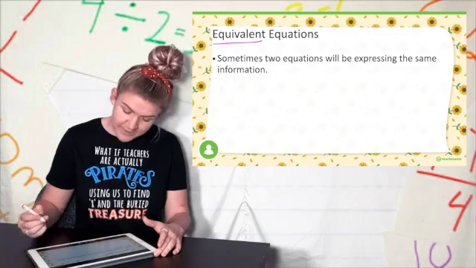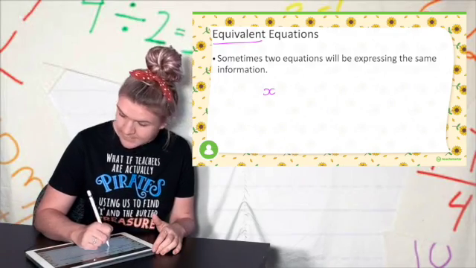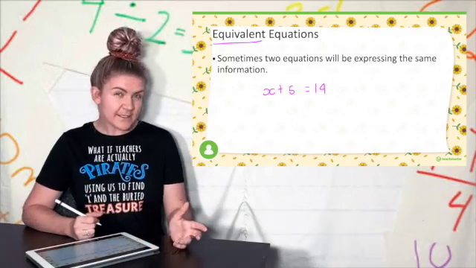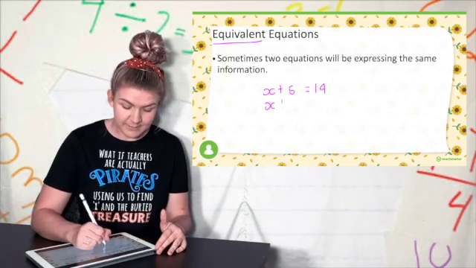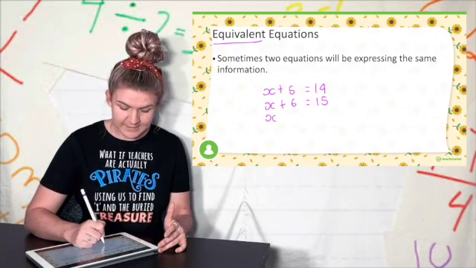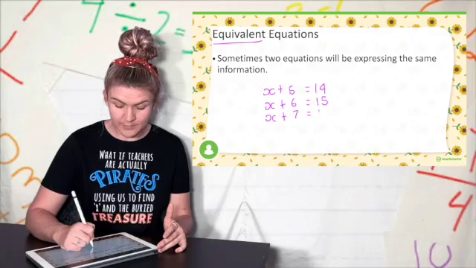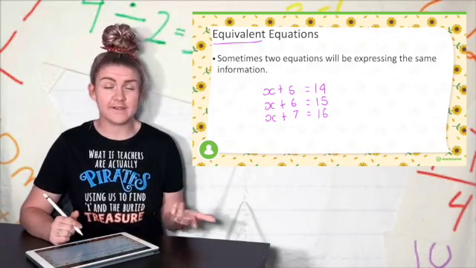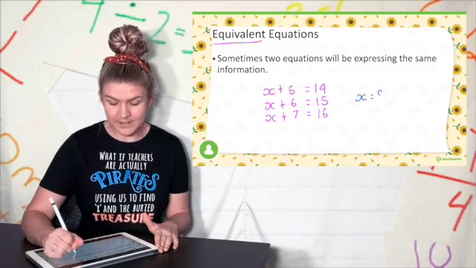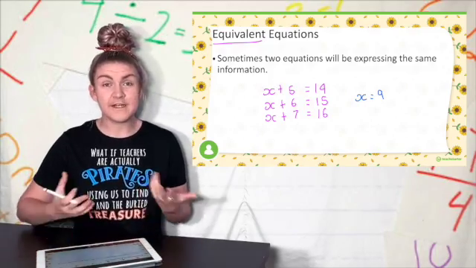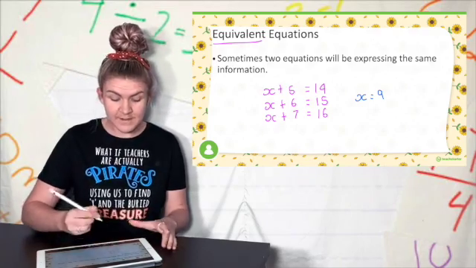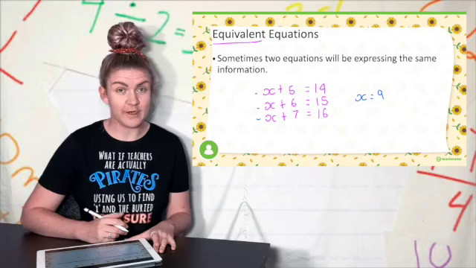For example, x plus 5 equals 14 is actually the same as x plus 6 equals 15, or x plus 7 equals 16. All three of these equations are still telling me that x is equal to 9. They are all presenting the exact same information, they just look a bit different. So these are actually all equivalent equations.